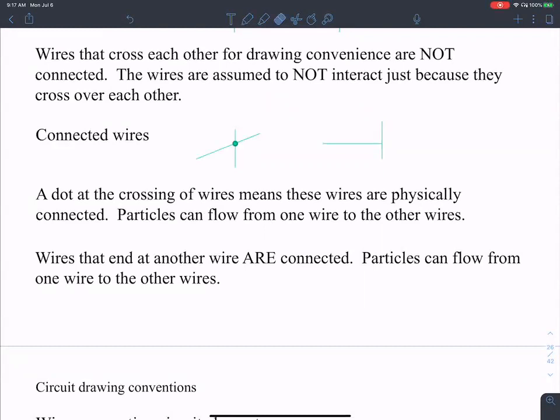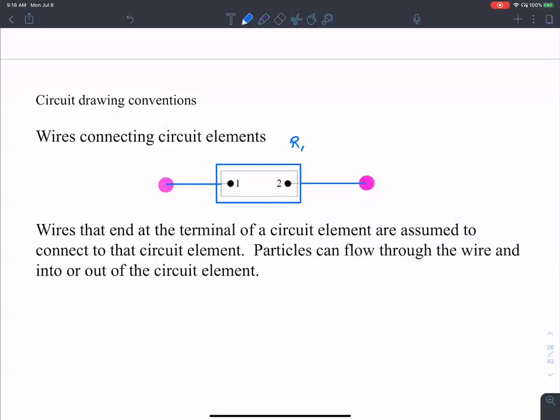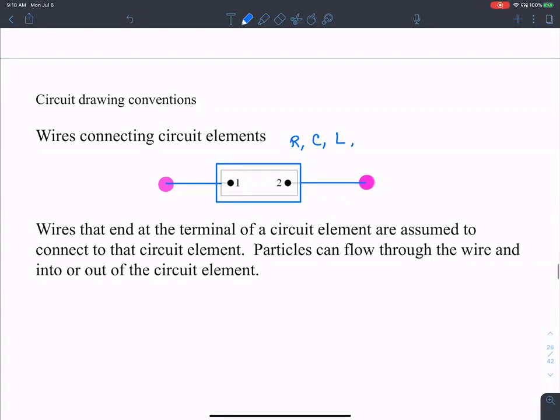Okay, so these are some things that you're familiar with already. I'm quickly brushing up. When it comes to circuit elements, we like to show circuit elements using boxes with two terminals, a terminal for in and a terminal for out. The wires that end at the terminal of the circuit are assumed to connect to that circuit element. When we want to measure the voltage, we measure the voltage across the two terminals. Particles can flow through the wire into or out of the circuit element. There has to be a path in and a path out of the circuit element. The circuit element can be a resistance, a capacitance, an inductor, or any other circuit element: MOSFET, BJT, diode, and so forth. It is the generic structure of a circuit element.